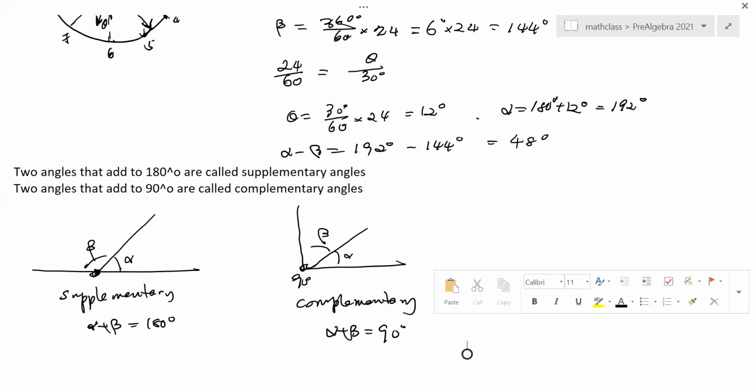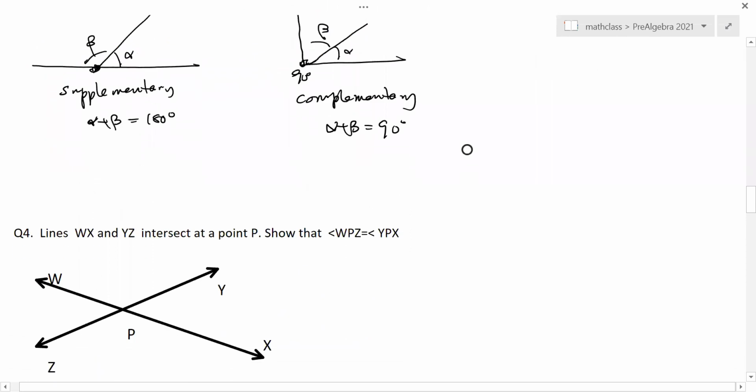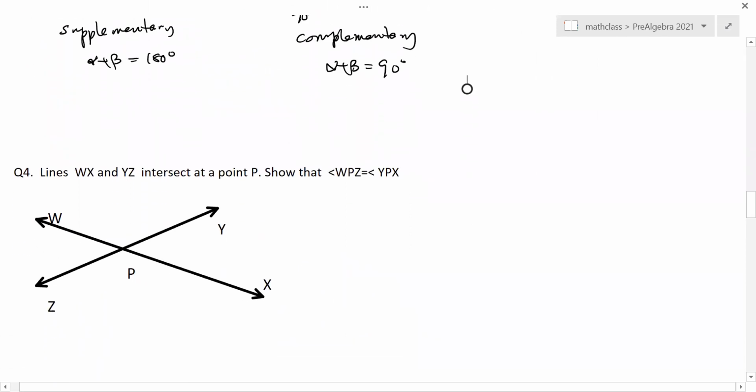Now let's take a look at the following example. It says that the line WX and the line YZ intersect at the point P. We want to show that the angle WPZ, this angle, I call alpha. Then the other one, YPX, I call beta. We want to show that alpha equals beta. And why is that true? Well, that's obvious, right? Those two angles are opposite to each other.